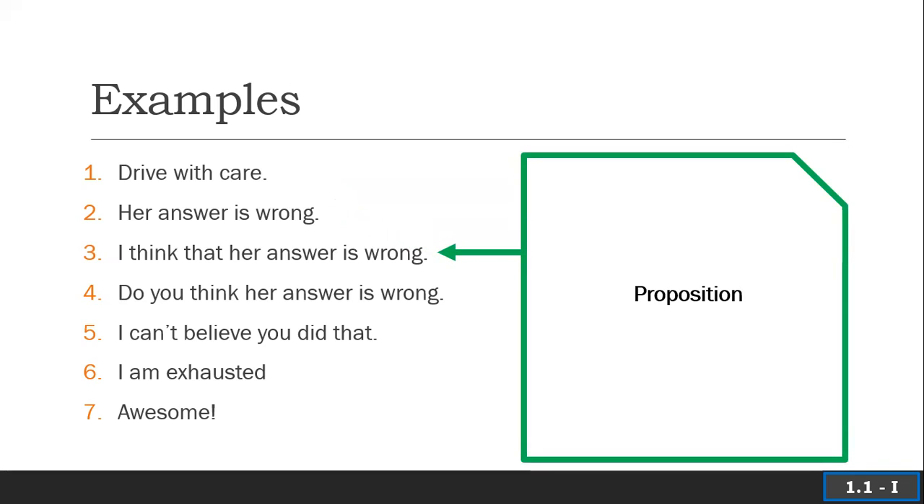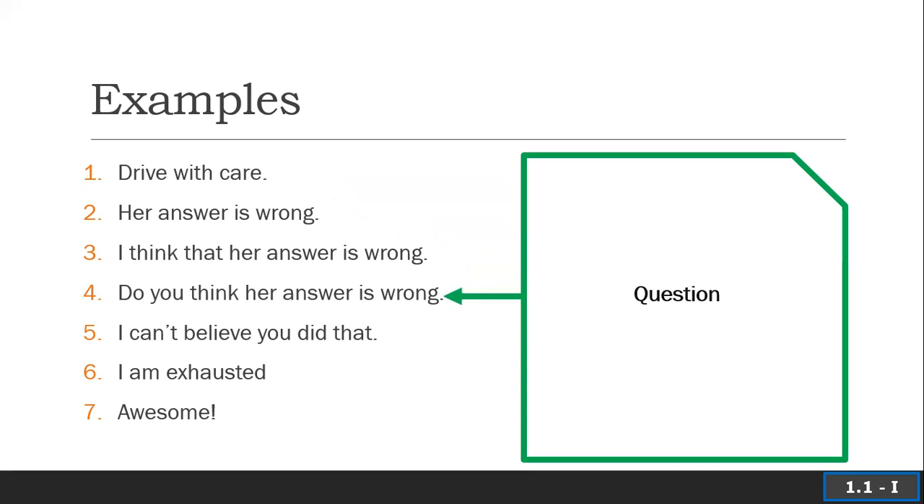I think that her answer is wrong. This is actually also a proposition. The I in the sentence, that person really does think that or really doesn't think that. Do you think her answer is wrong? That's the question. Pretty easy on that one.